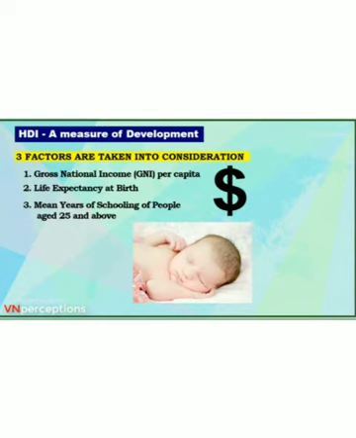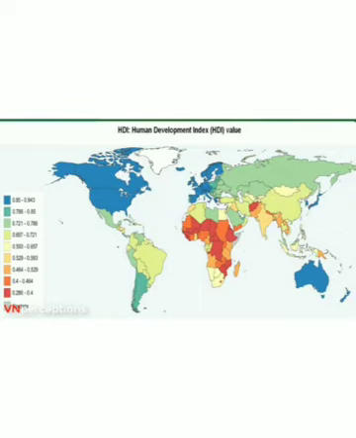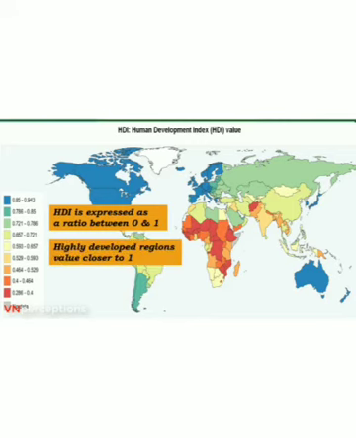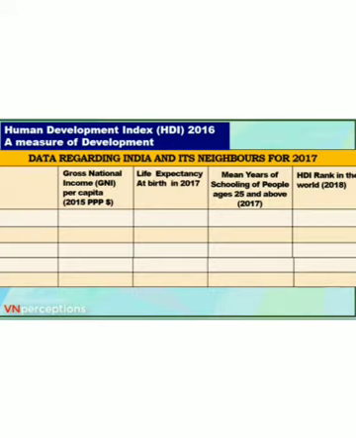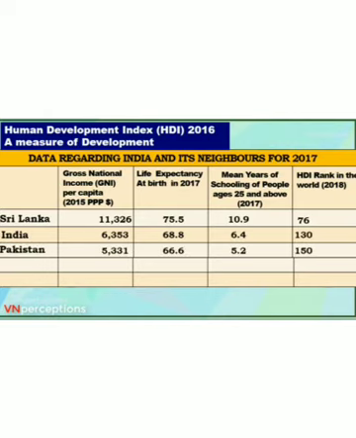So based on that, we have a world map and countries are divided. HDI is expressed as a ratio between 0 and 1. The countries closer to 1 are developed and the countries closer to 0 are less developed. Now we will take some countries, starting with Sri Lanka. The ranking is 76. And if I take India, our rank is 130. Pakistan 150, Myanmar 148 and Bangladesh 136. These numbers are out of 189 countries.